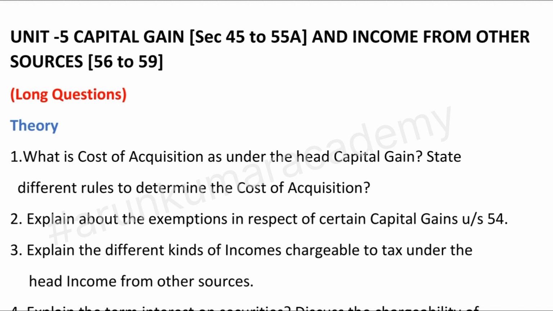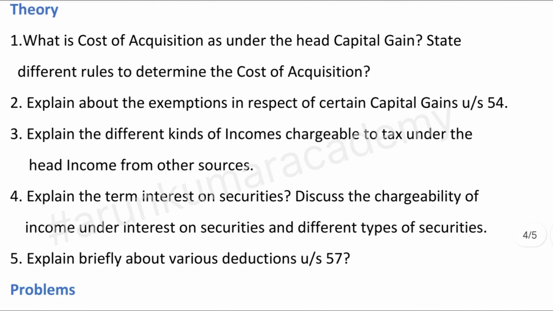Then question number 3, explain the different kinds of incomes chargeable to tax under the head income from other sources. Here you need to explain different kinds of incomes which are chargeable to tax under the head of income from other sources. Then question number 4, explain the term interest on securities, discuss the chargeability of income under interest on securities and different types of securities. Then question number 5, explain briefly about various deductions under section 57.